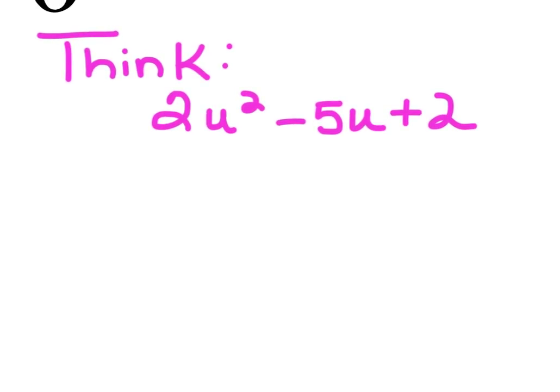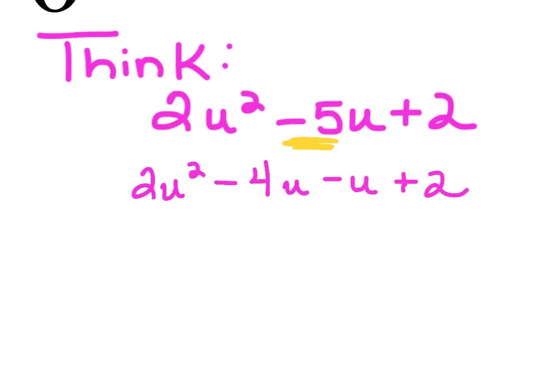Remember that I like to do my factoring using grouping, so I think 2 times 2 is positive 4. Two numbers that multiply to positive 4 and add to negative 5, that is this number here, are negative 4 and negative 1. Negative 4 times negative 1 is positive 4. Negative 4 plus negative 1 is negative 5. And I replace that negative 5u with negative 4u and negative 1u and bring down the 2u squared plus 2 at the beginning and end. And now I'm going to do grouping.